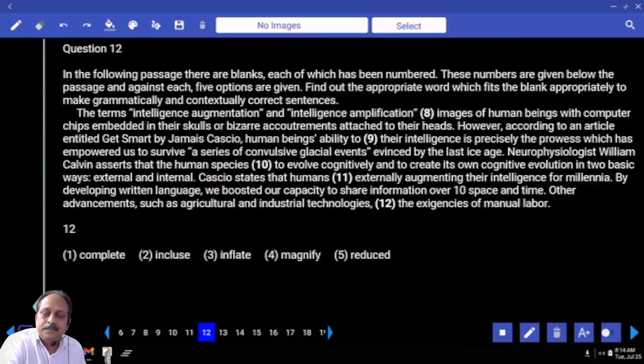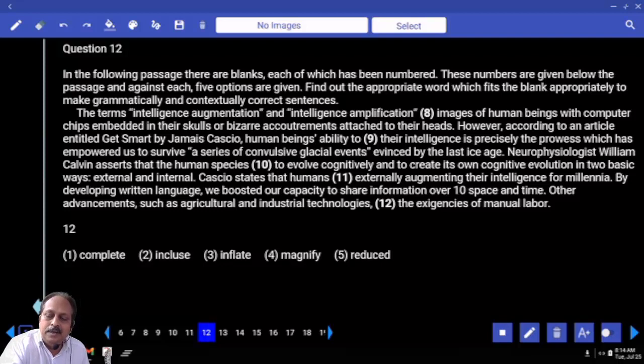Next one. Humans have been externally augmenting their intelligence for millennia. By developing written language, we boosted our capacity to share information over time and space. The blank, I suppose? No, over space and time. Where is the blank? Next one. Other advancements such as agricultural and industrial technologies.